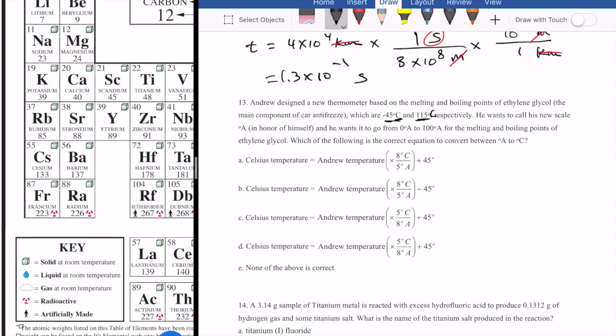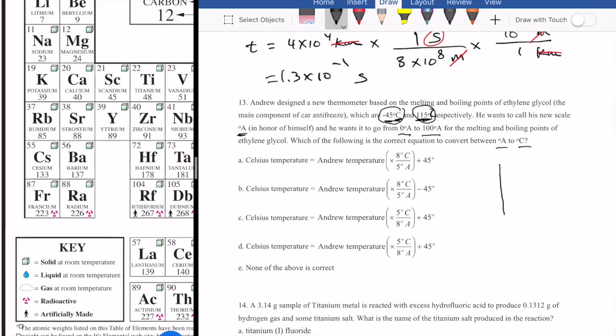There's degrees Celsius here, but the second one has a typo there. And then it says that this person who designed this thermometer wants to call the new scale degrees A, where it should start from 0 and go to 100 for those 2 points right there. So then the question is, what's the conversion that would take degrees A to degrees Celsius?